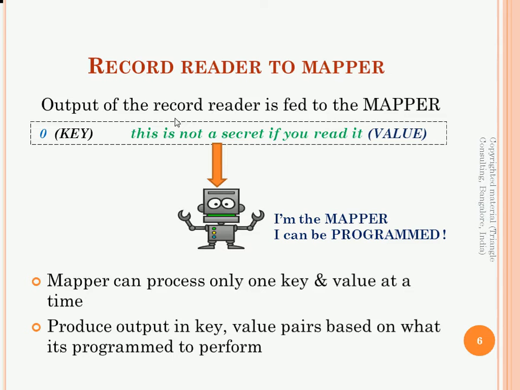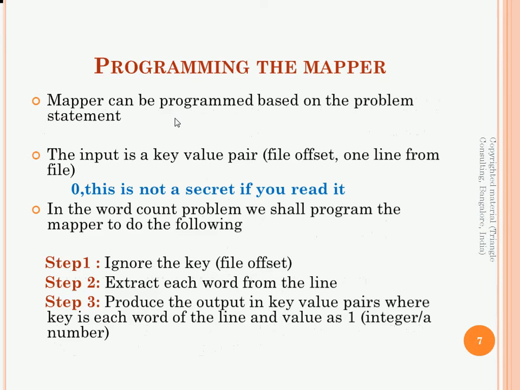So the mapper accepts input in key value pairs, and it also outputs the results in key value pairs. What it actually outputs depends upon how it's going to process the input, and how it's going to process the input depends upon how you're going to program the mapper depending upon the problem statement. So going forward, we must be able to see how we are going to program the mapper.